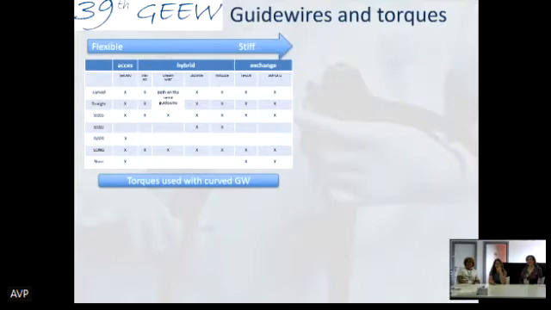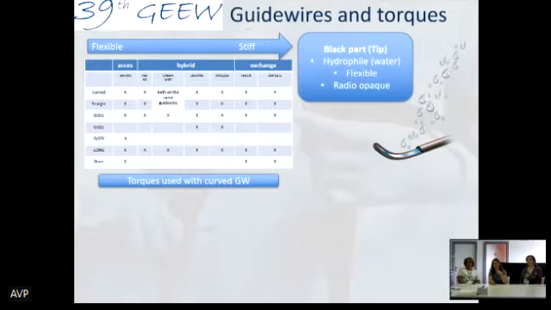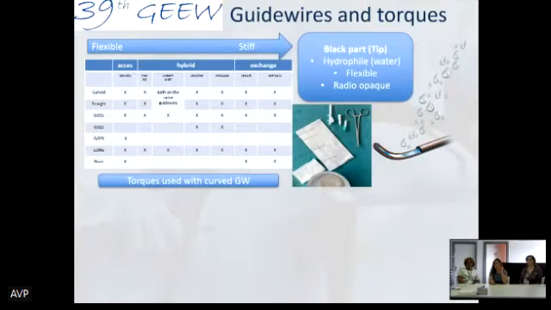So we have the torque. The use of the torque is to be able to block your guide wire and change the orientation of the curve, as you see here. And this is on the tip, which is curved. It's hydrophilic, it's flexible, and it's radiopaque. So you can see it very well on X-ray.